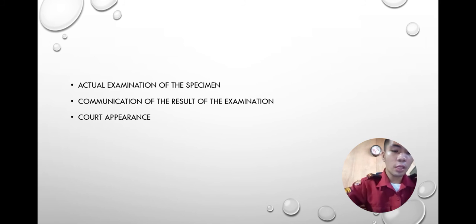So the next is communication of the result of the examination. The result of the examination conducted should be communicated to the requesting party in the form of a written report, which must include the enumeration of facts on the specimen received for examination, with a detailed description of packaging, sealing, labeling, date of receipt, and whom it was received from for the purpose of examination.